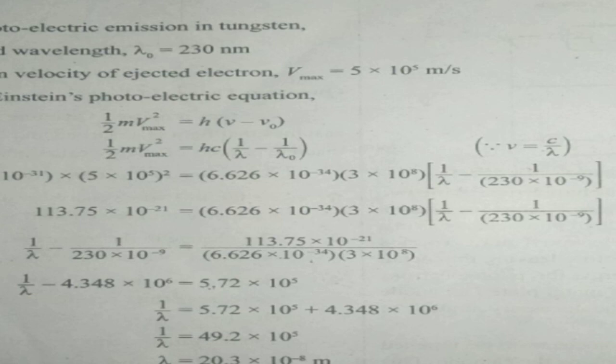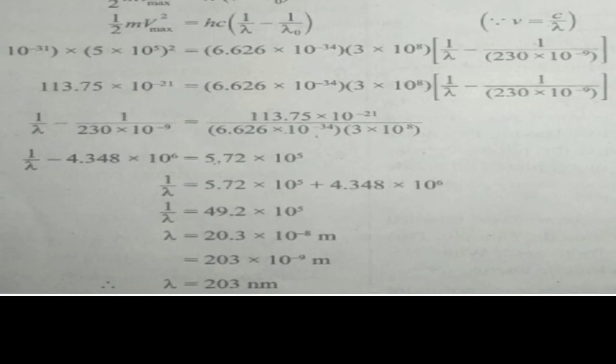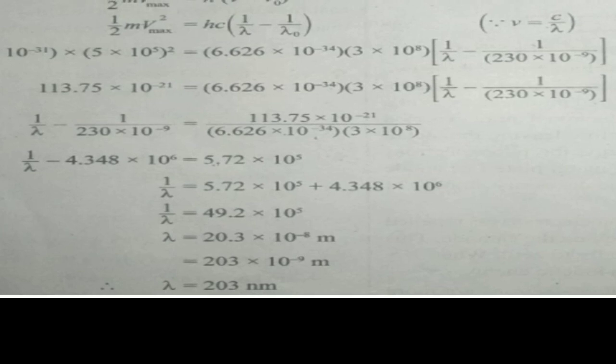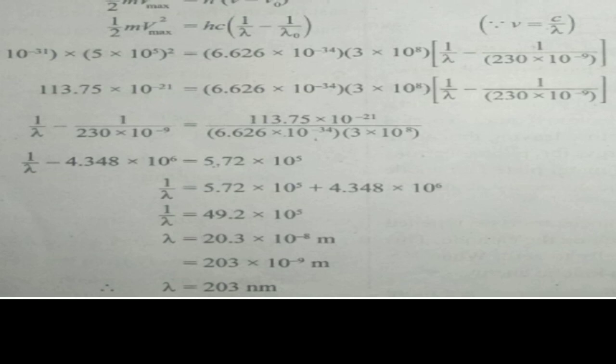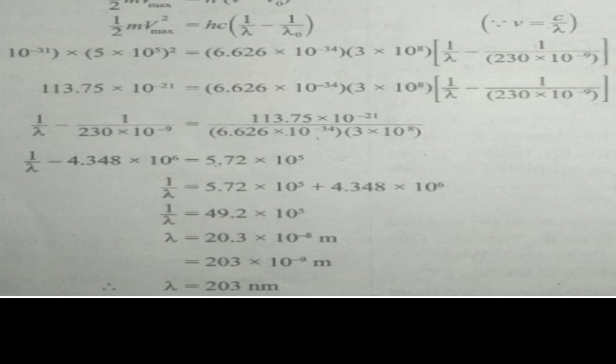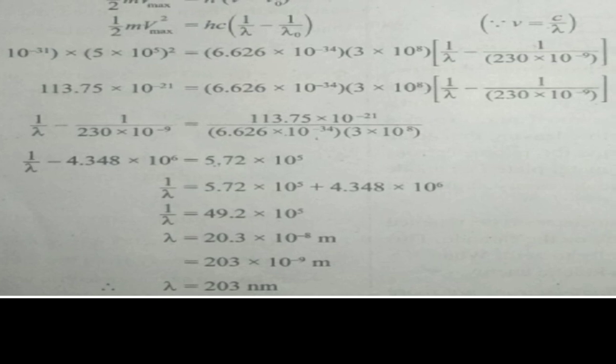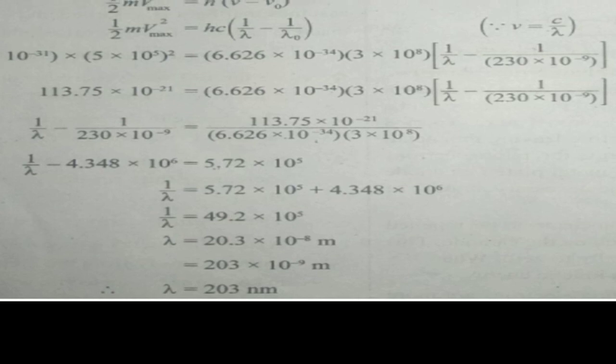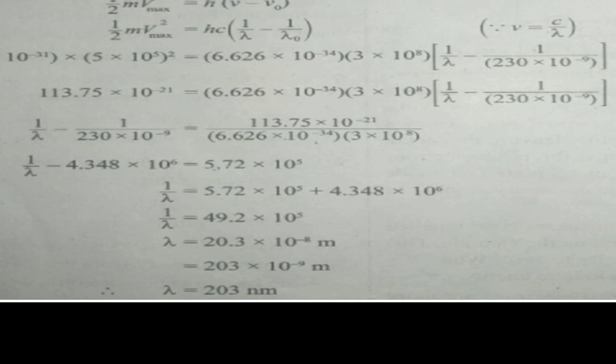1 by lambda equal to 49.2 into 10 to the power of 5. Then the wavelength lambda is equal to 20.3 into 10 to the power of minus 8 meter. After calculation, it is again written as 203 into 10 to the power of minus 9 meter. Therefore, lambda equal to 203 nanometer. Therefore, the wavelength.